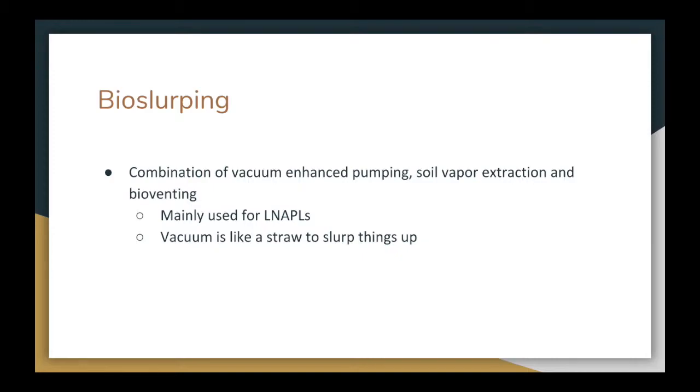Bioslurping is a combination of vacuum-enhanced pumping, soil vapor extraction, and bioventing to get remediation increases by providing aeration and water. It's mainly used for LNAPLs so it can remediate capillary, unsaturated, and saturated zones. The system itself uses a vacuum like a straw to slurp up liquids containing free product and soil gas. The LNAPL becomes separated from air and water, making it a bioventing process after the LNAPL has been mainly removed.